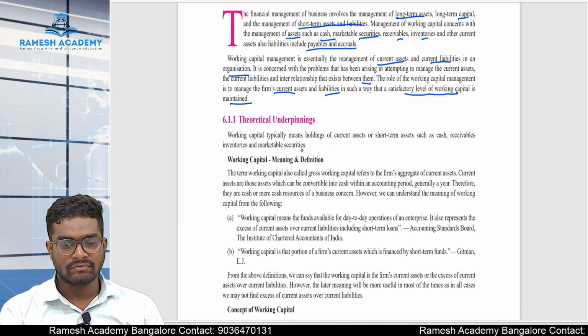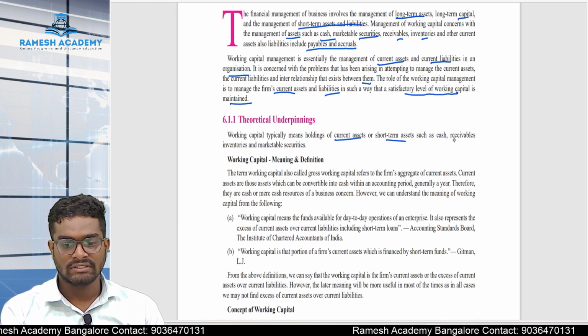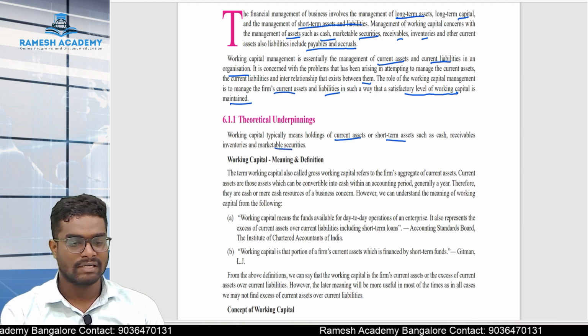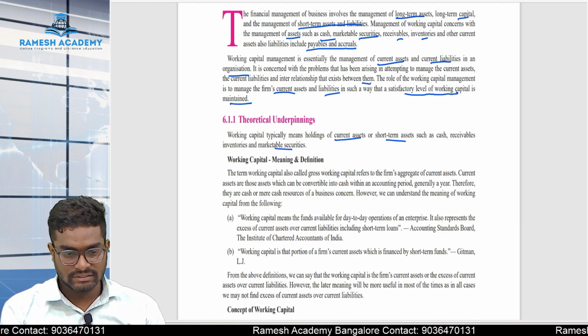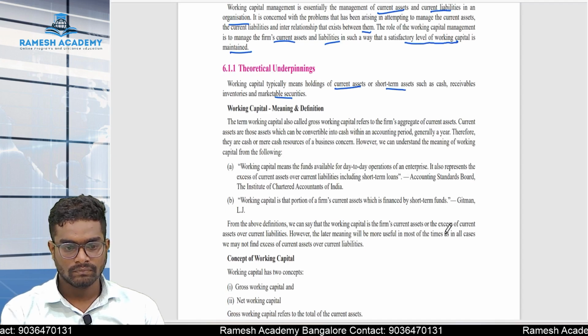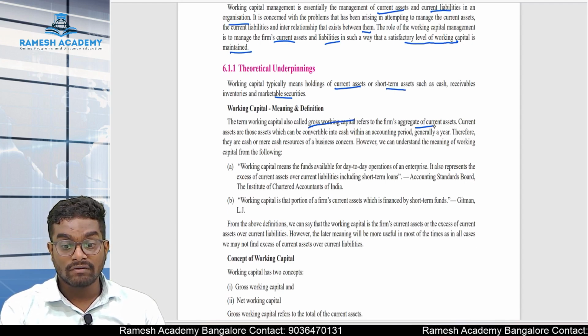Theoretical underpinnings. Working capital typically means holding of current assets and short-term assets such as cash, receivables, inventory and marketable securities. So these form part of the current assets. The term working capital, also called gross working capital, refers to the aggregate of current assets.